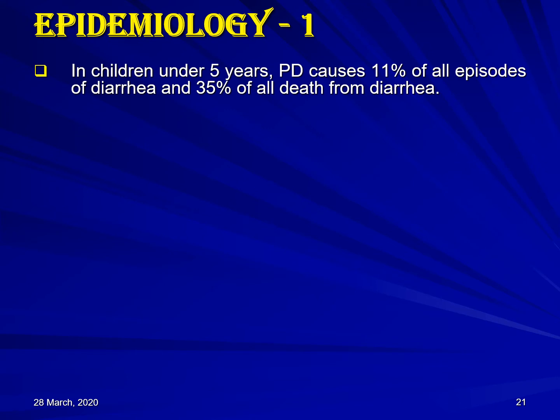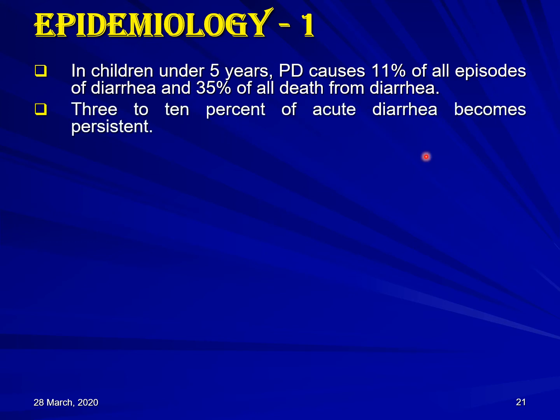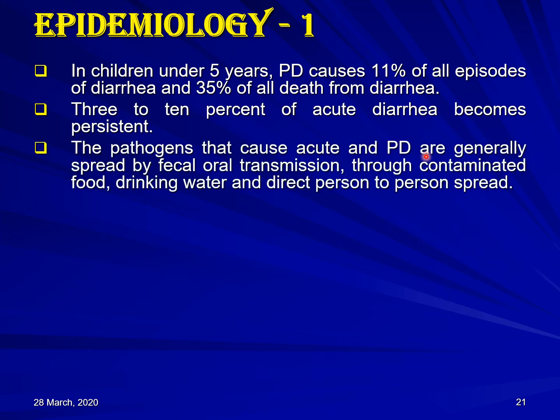Epidemiology: persistent diarrhea accounts for about 11% of all episodes of diarrhea and 35% of all deaths from it. See, the number here is high, 35% of deaths. 3 to 10% of acute diarrhea becomes persistent, and the pathogens that cause acute diarrhea generally spread by fecal-oral transmission through contaminated food, drinking water, or direct person-to-person spread.